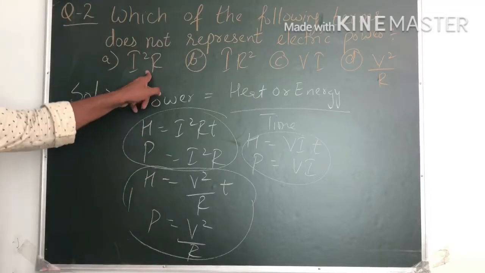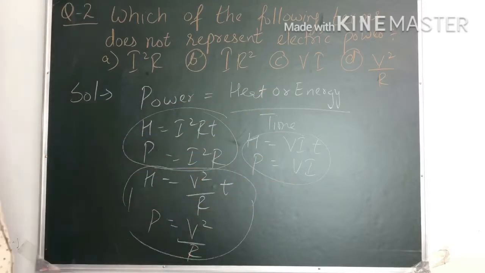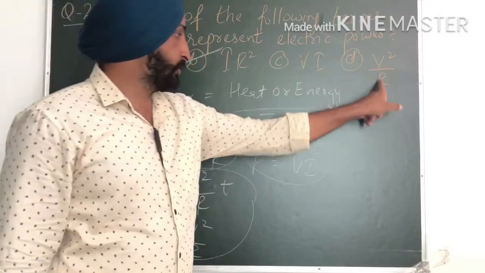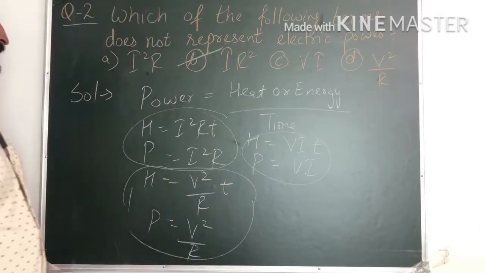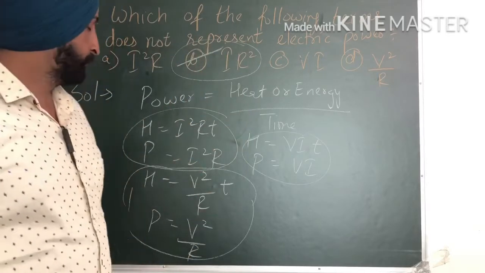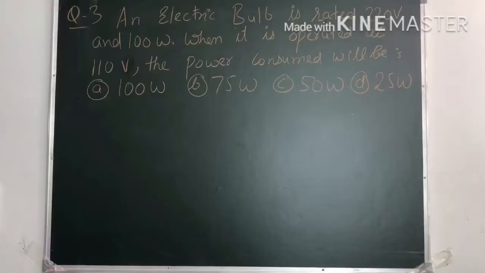So I square R is correct, I R square is not there. So this is the wrong formula. Right? VI is okay, V square by R is again fine. So this is the formula which is not there for electric power. So our answer is D.